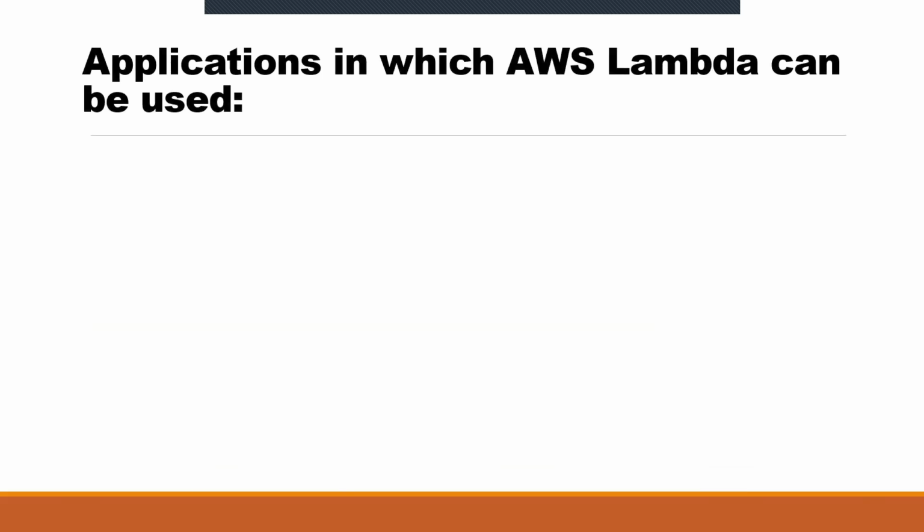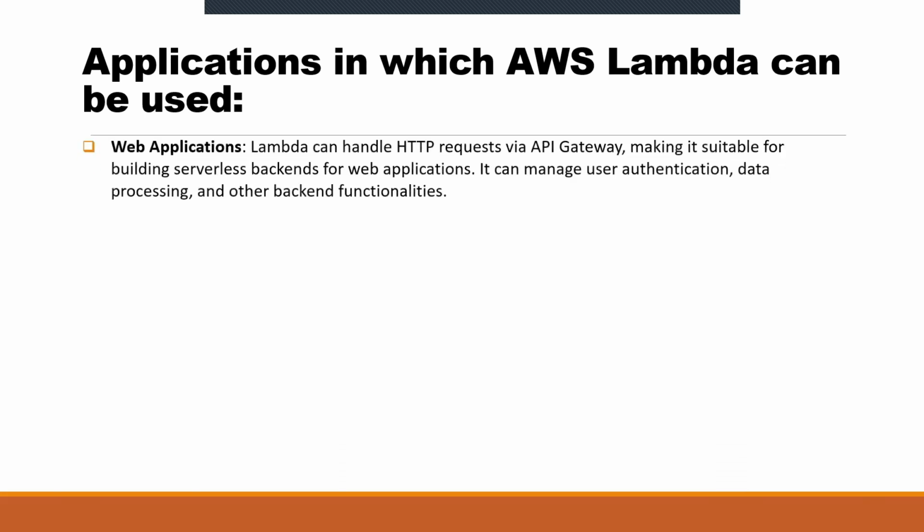So now we will see which are those applications which are supported by AWS Lambda, or applications in which AWS Lambda can be used. First one is web applications. Lambda can handle HTTP requests via API Gateway, making it suitable for building serverless backends for web applications. It can manage user authentication, data processing, and other backend functionalities.